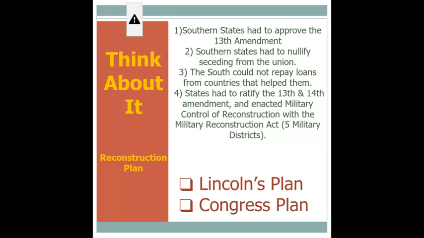Number 1, Southern states had to approve the 13th Amendment, abolishing slavery, which totally makes sense. Number 2, Southern states had to nullify seceding from the Union, meaning they couldn't ever do it again.